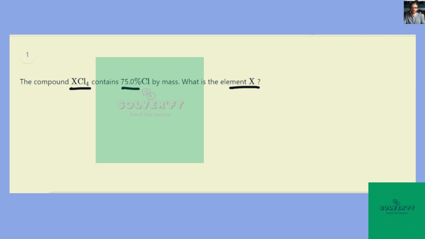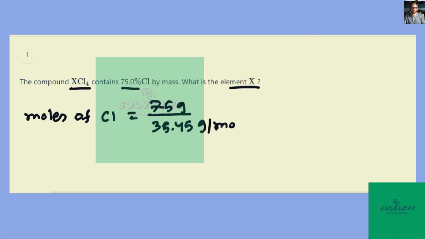So let's start with assuming 75% as 75 gram chlorine. That means moles of chlorine in this compound is 75 gram over 35.45 gram per mole, and it will give us a value of 2.12 mole. So this is the number of moles of chlorine.